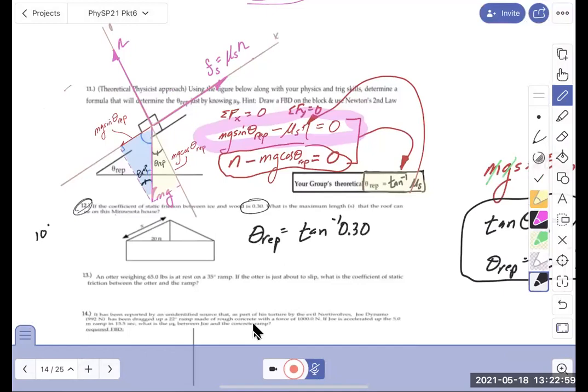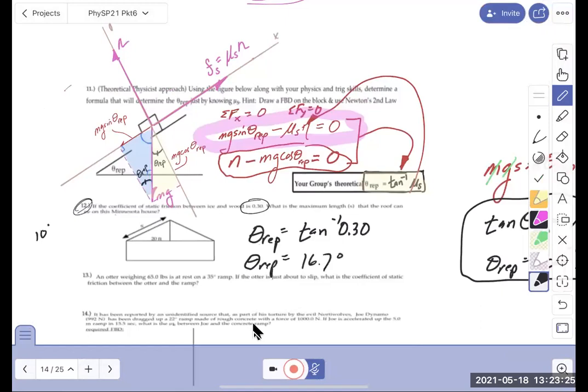Okay. So now take your calculator. You got a calculator there. Somebody punch that in right when I need it. What do you get for inverse tangent 0.3? What do you get for theta rep? 16.7. Okay, so 16.7 degrees.